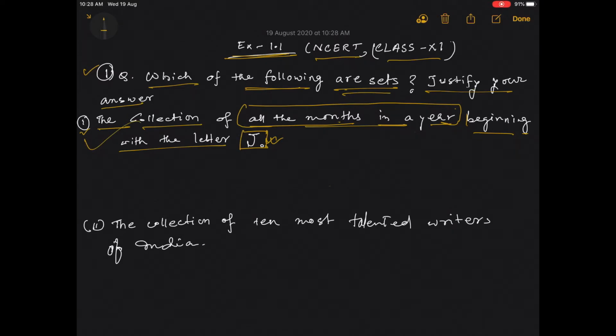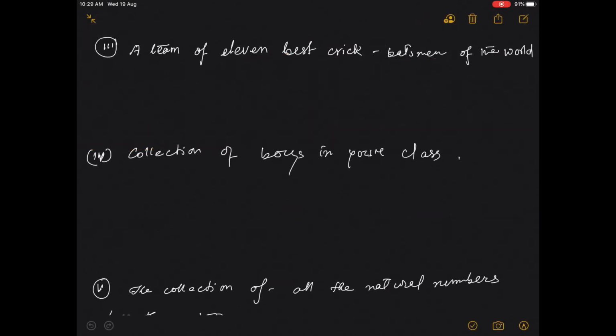The next collection is the collection of the 10 most talented writers of India. When you see such collections, most talented, most beautiful, most intelligent, those kinds of collections are not well defined. So that's why it cannot be a set. I hope you have understood. Let's move on to the next. Here is the third collection: a team of 11 best cricket batsmen.